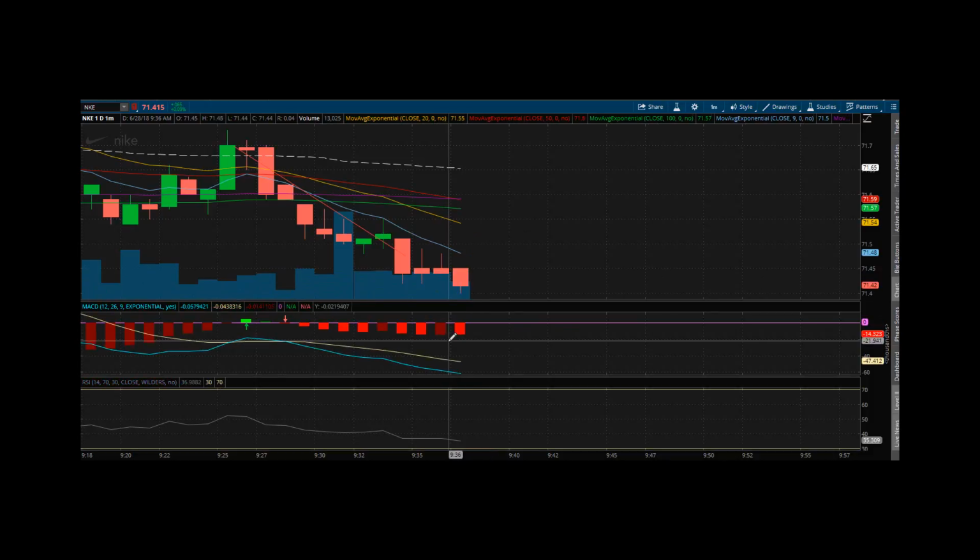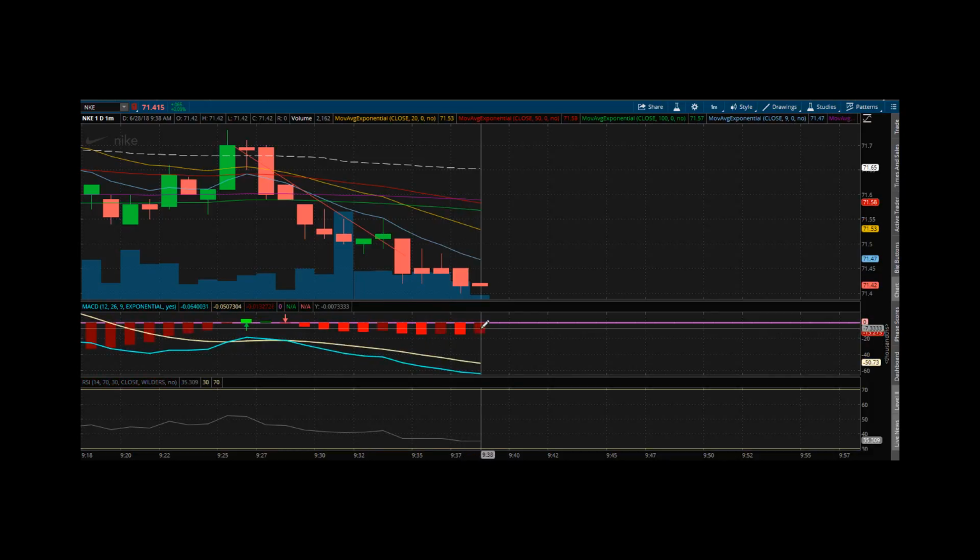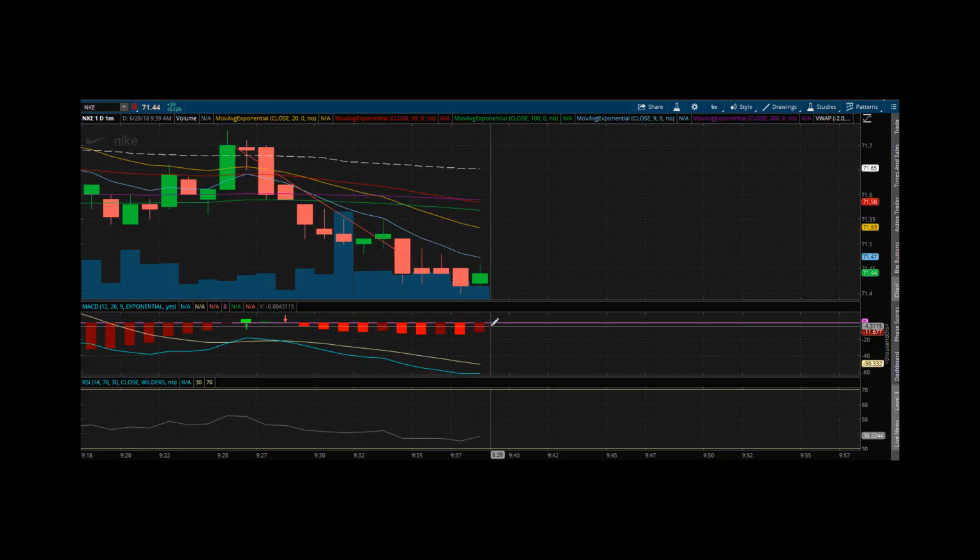But you are starting to see this change in momentum. Now, does it have to keep going that way and actually change? Absolutely not.